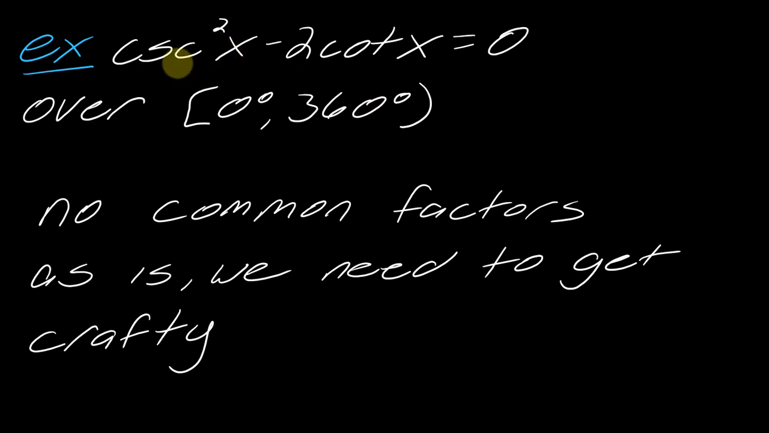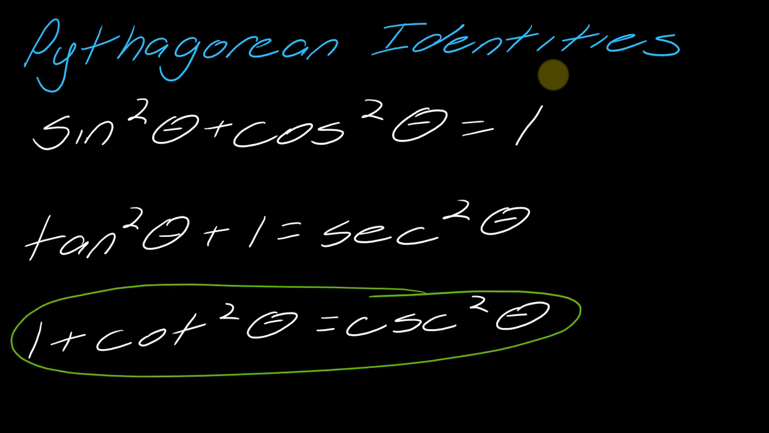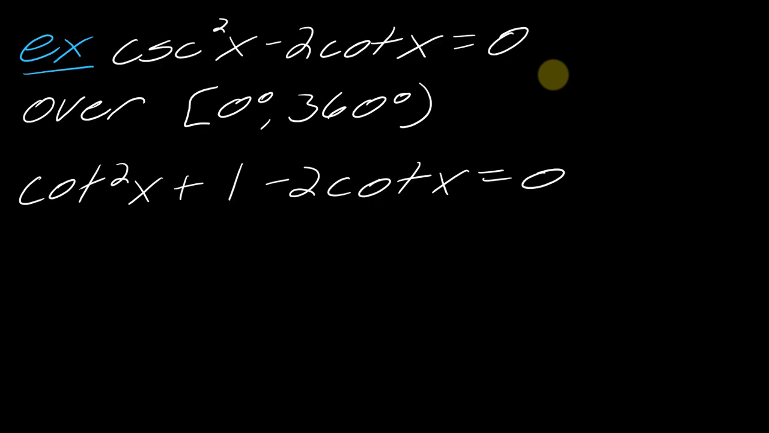What I actually want to do in this case is figure out how I can manipulate this equation so that I have everything in terms of one trig function. I think about my Pythagorean identities, and specifically I think about how 1 plus cotangent squared theta equals cosecant squared theta. This is the identity that I'm going to use to help me rewrite this equation.